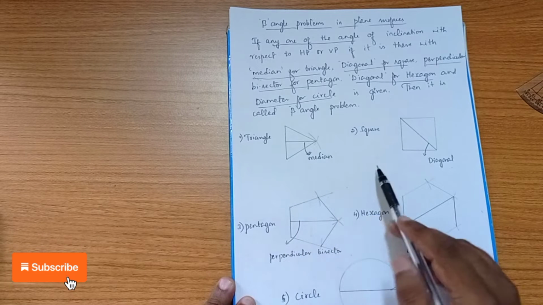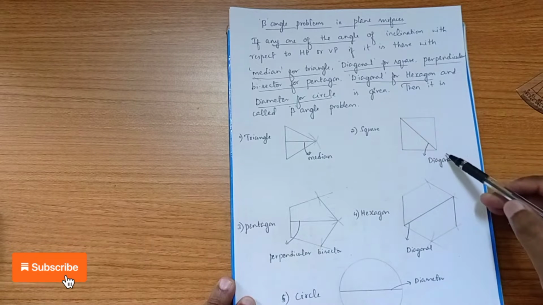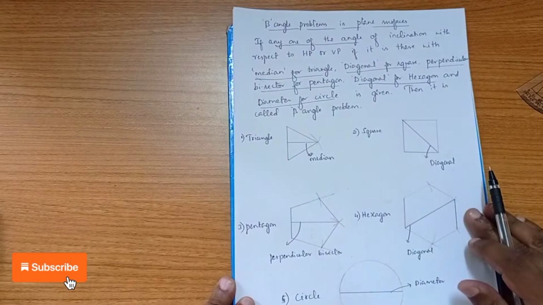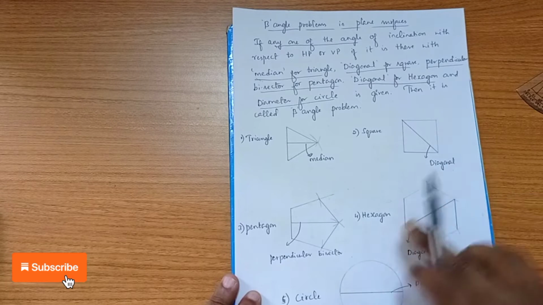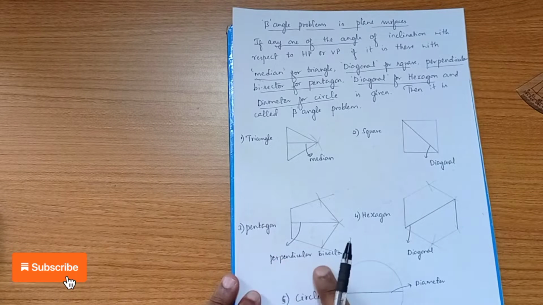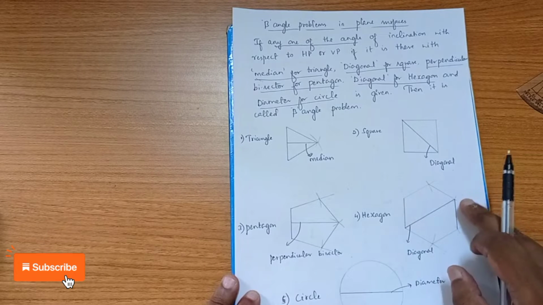Similarly, for a square problem, the word diagonal will be mentioned, connecting two corner points. So that indicates that it is a beta angle problem. Similarly, for a pentagon, we have the perpendicular bisector. If this word is mentioned, it means it is a beta angle problem. Similarly, for a hexagon, the word diagonal will be mentioned. If that word is given, it means it's a beta angle problem.